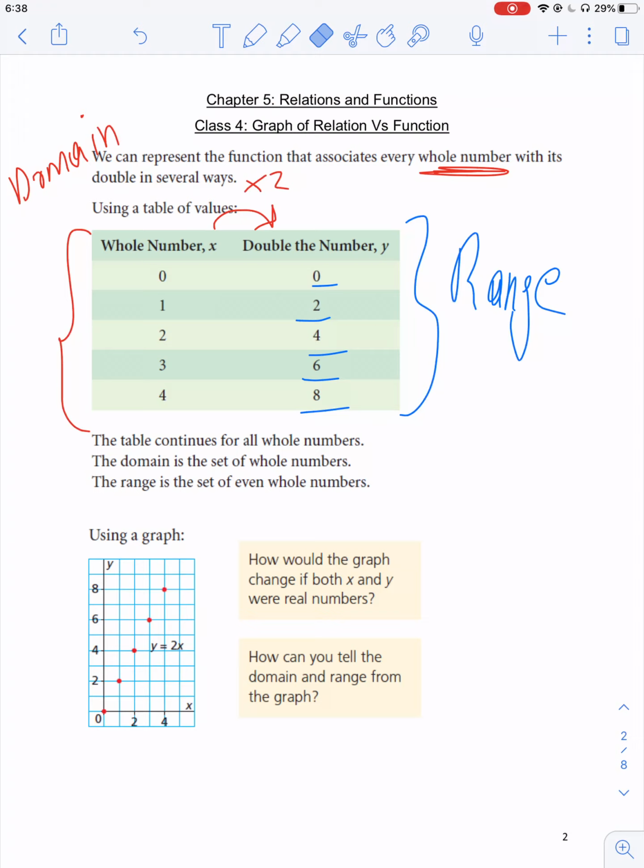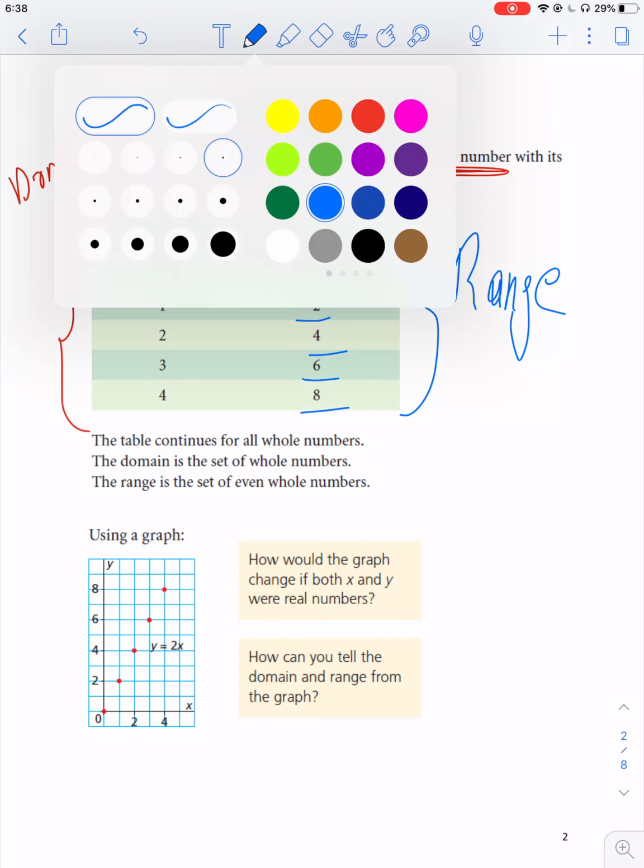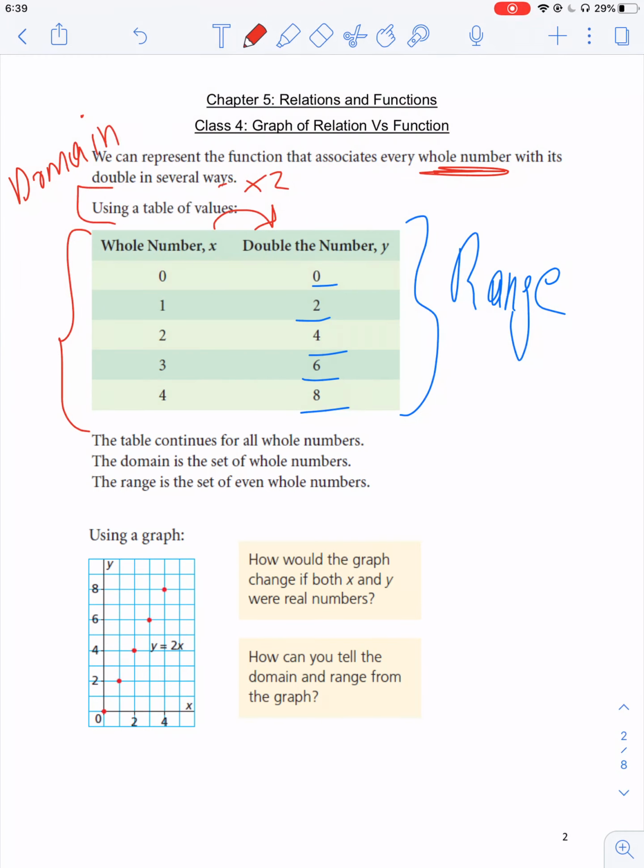So this is one way to represent a function. So this is your function, using a table of values. But another way that you can represent your function is using a graph. This is also very common.